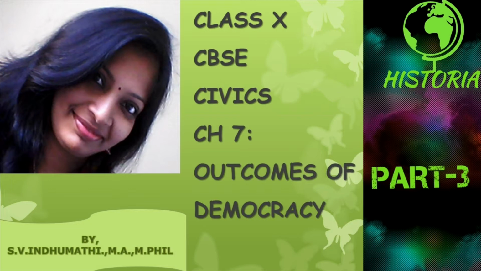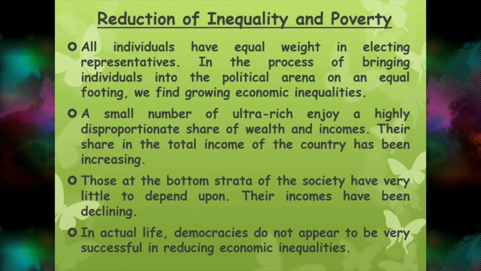In this video, we are going to learn Class 10 CBSE Civics Chapter 7, Outcomes of Democracy, Part 3. Specifically, we are going to cover three major subheadings: reduction of inequality and poverty, accommodation of social diversity, dignity and freedom of the citizens. So these are the three topics we are going to cover in this video. To begin with, reduction of inequality and poverty.